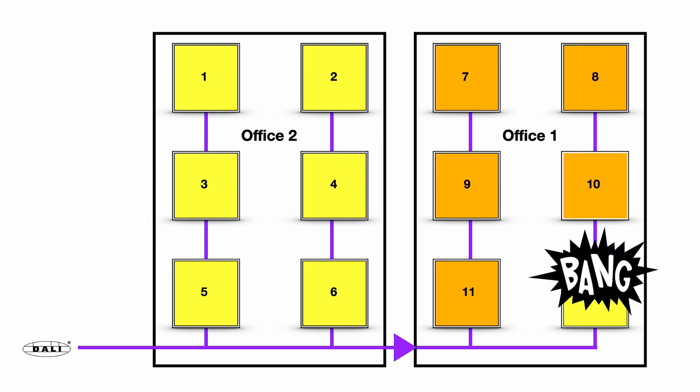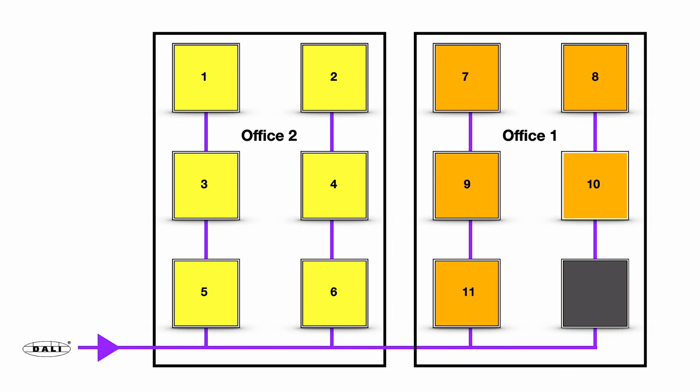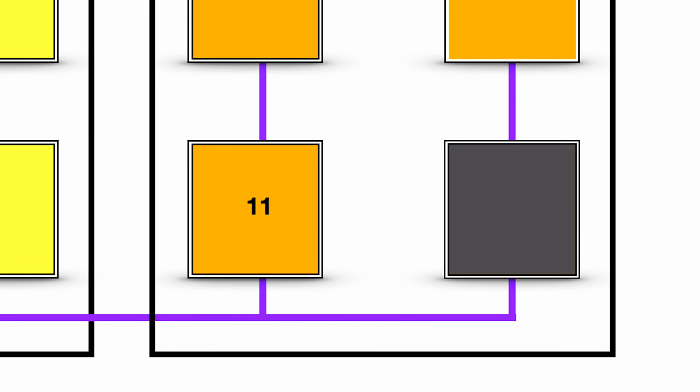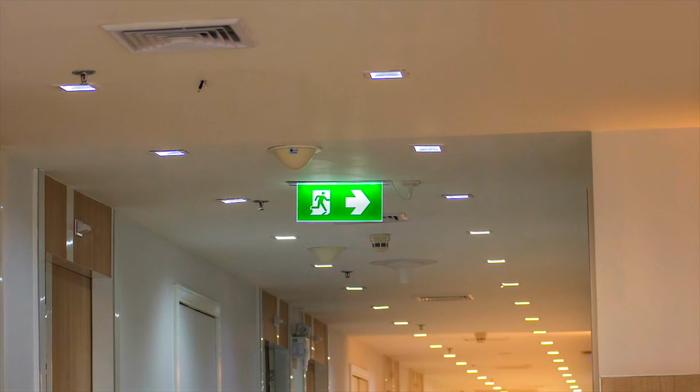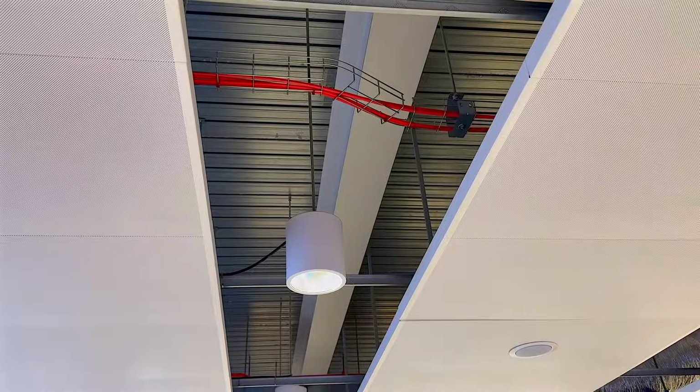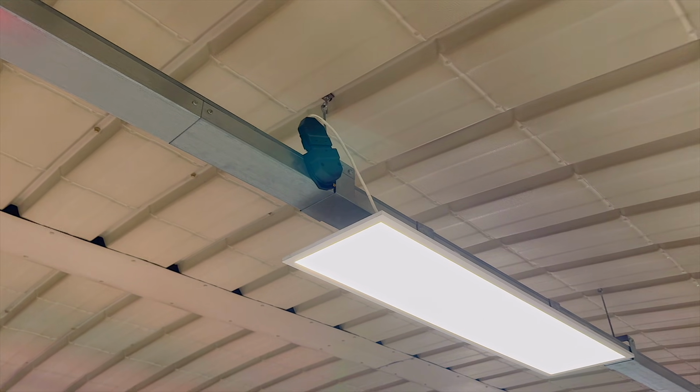The issue is when you replace a fitting, the new one doesn't automatically take the old number. It might have no address at all, or it might have a completely different one. So the system is still talking to number 12, but the fitting you've just installed isn't number 12 anymore, and that's why nothing happens. In this video, I'll show you how to address a DALI fixture without calling in a technician. Whether you're maintaining an existing system or setting up a small installation, this is how you get control back.